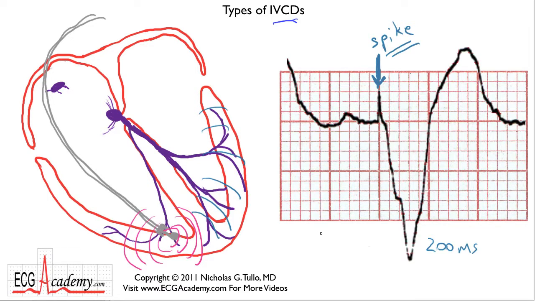You would basically say this is a paced rhythm. We refer to the QRS complex as being captured by the pacemaker. That's the term that pacemaker specialists use. So this is a captured QRS complex with a pacing spike, and that's why the QRS is so wide.